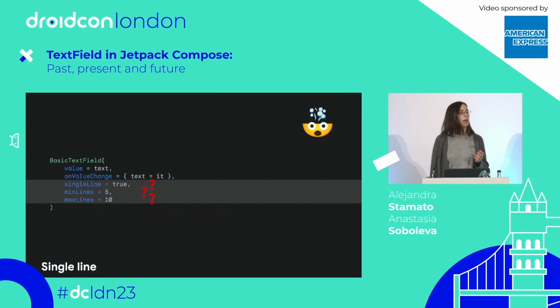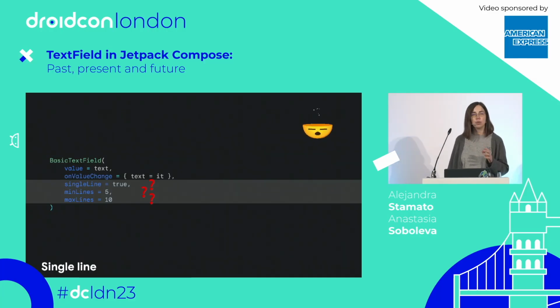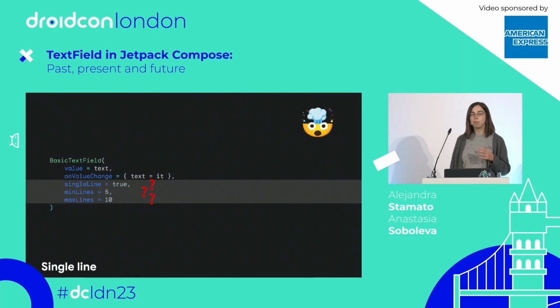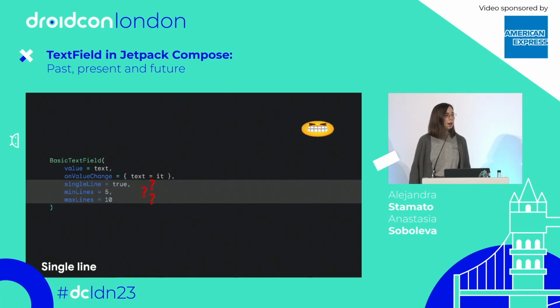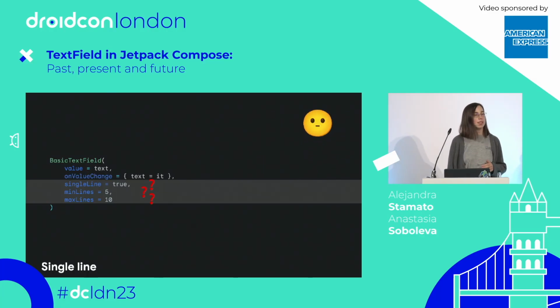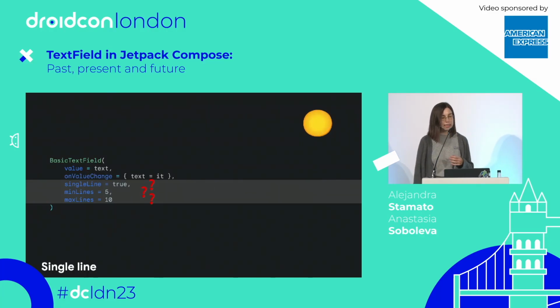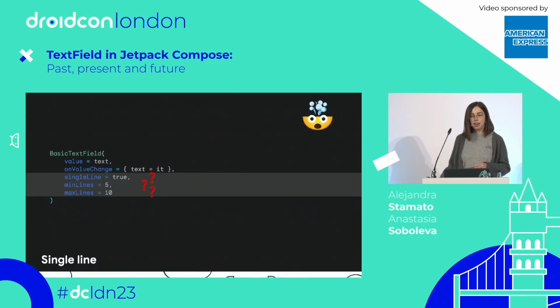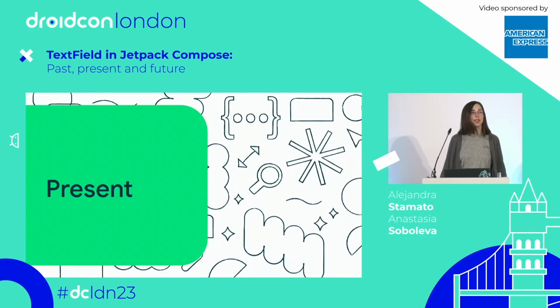Another unfortunate API is the single line and max lines problem. You could set single line to true, but still set min lines and max lines to whatever, like 5. So what's going on here? Single line would win in this case, but you would need to read the documentation to understand that, and it wasn't ideal. So we could definitely do better, and we actually did. And now over to Alejandra to talk about the new shiny API that the team developed.